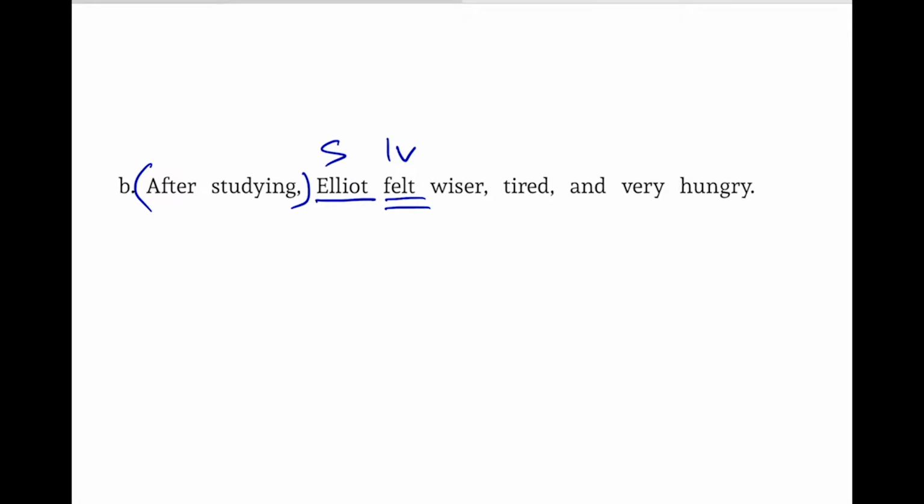Now, the linking verb is going to link to some attributes, in this case, three predicate adjectives, which we will label with a PA: wiser, tired, and hungry. What do we learn about Elliot? We learn that he is wiser, tired, and hungry. He felt wiser, tired, and hungry. These things characterize him. They're linked to him. Hence, felt is a linking verb.